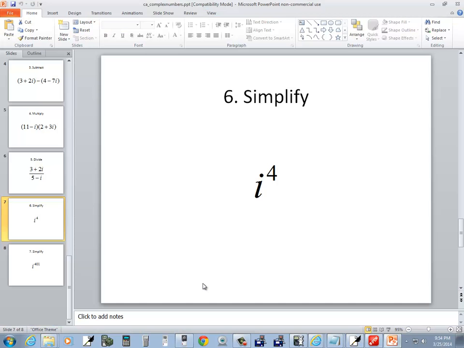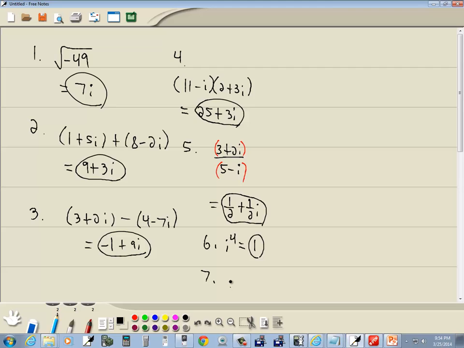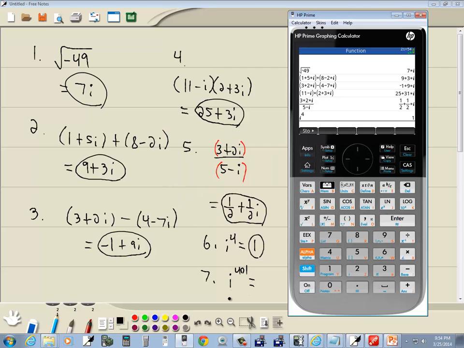Okay, let's take a look at I to the 401st. I'm going to do shift 2 for the I, and then I'll do the X to the Y button, and then I'll put 401. I'll press my right arrow key to get out of exponent mode. You don't need to do that before you press enter, but I'm just demonstrating how to get out of exponent mode. Then press enter, and that gives us I.